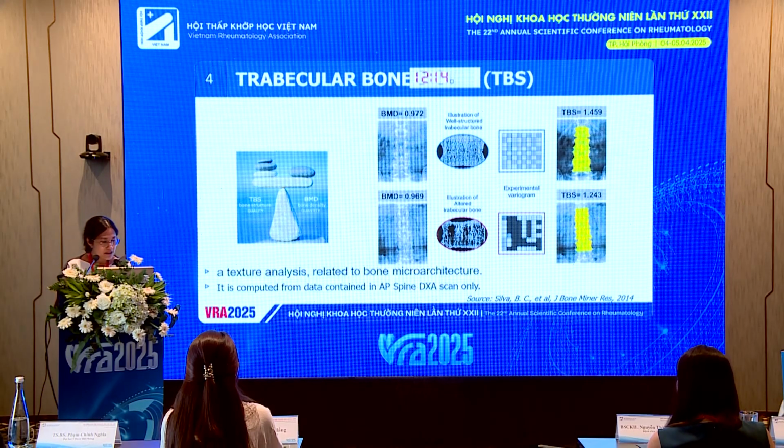It is computed from data contained in the AP spine DEXA scan, and as we can see in the upper image, a normal person with well-structured trabecular bone has a high TBS, compared to the lower image of an osteoporotic patient, where the TBS is lower. TBS is now largely used in a lot of clinical research, with more than 1,000 peer-reviewed publications, and is recommended in over 30 national and international guidelines.